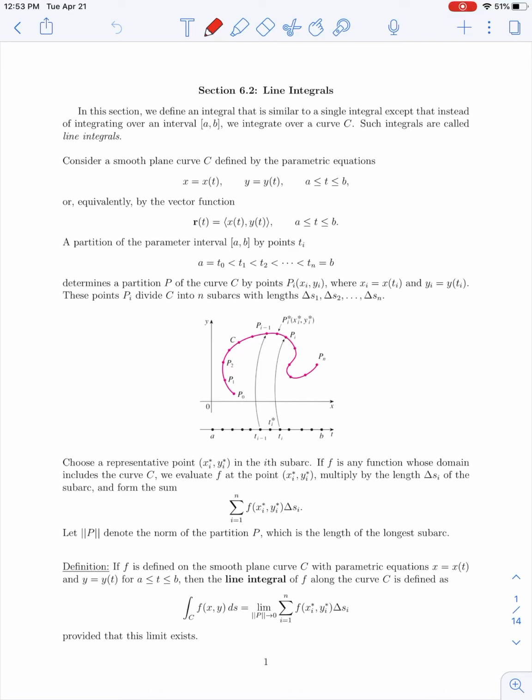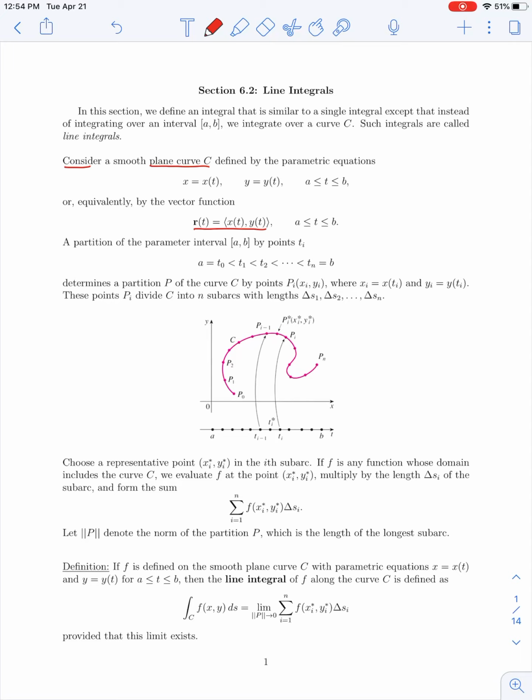So let's suppose that we have some smooth plane curve, let's call it C, which has parametric equations x is given by x of t, and y is given by y of t for parameter values t ranging from a to b. Or we could equivalently express this curve by putting those parametric equations x and y of t into the components of a vector function r of t, where t still ranges from a to b.